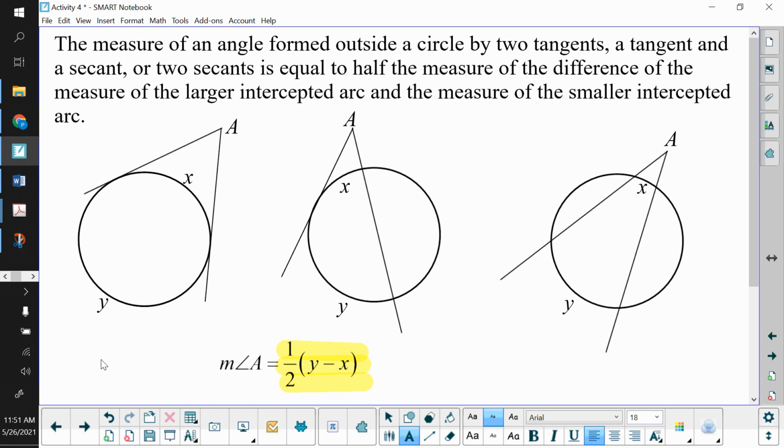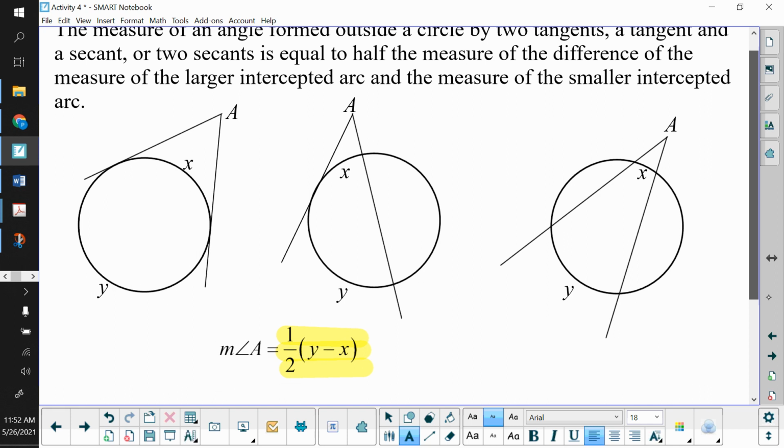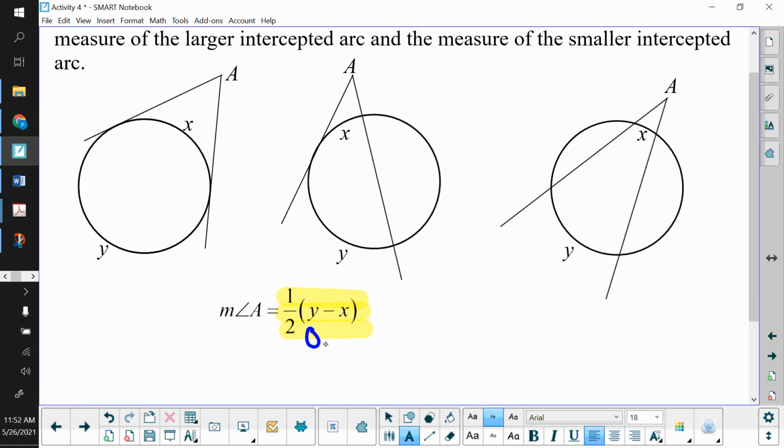In all 3 cases, think of the angle as gobbling up 2 arcs, like the angle's a mouth. Each of those angles is gobbling up a bigger arc, which is the one that's further from the angle, or I like to sometimes call the outer arc. And then it's also gobbling up an inner arc, which is closer to the angle. In all 3 cases, our angle is just equal to 1/2 the outer arc minus the inner arc. So y is the outer, x is the inner. And because we know our angle should be positive, the outer is always going to be bigger than the inner.